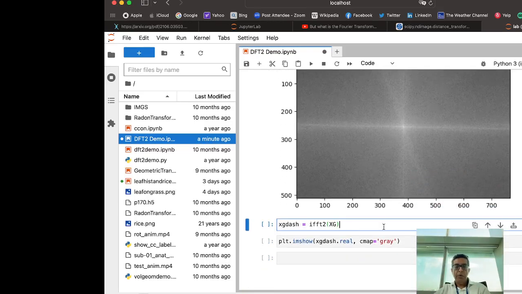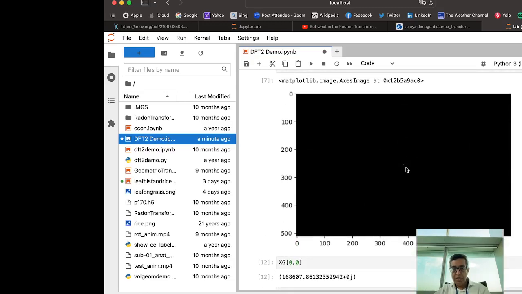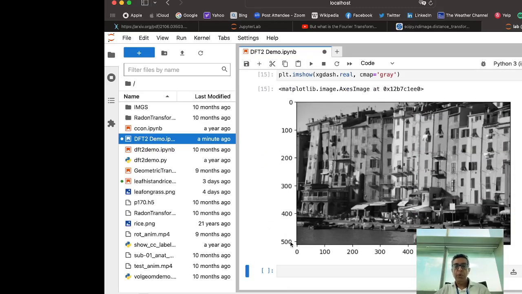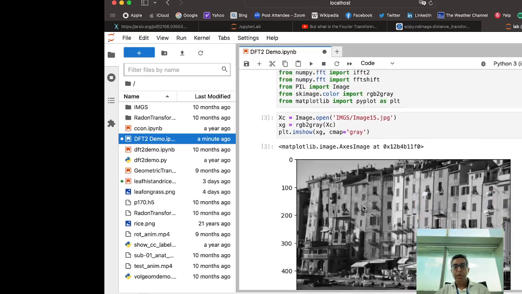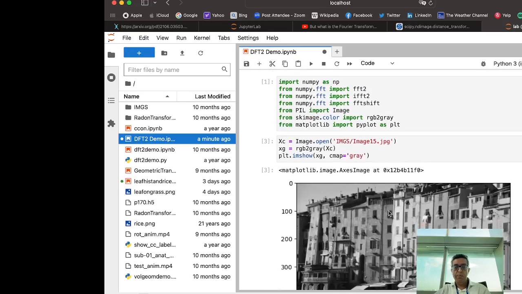Okay. Now, as I said, there is information in this image, though we can't see it. If we take the inverse discrete Fourier transform of that XG result, so the inverse two-dimensional discrete Fourier transform, and then plot that, we get back the original image. There is virtually no difference between this image and this one.